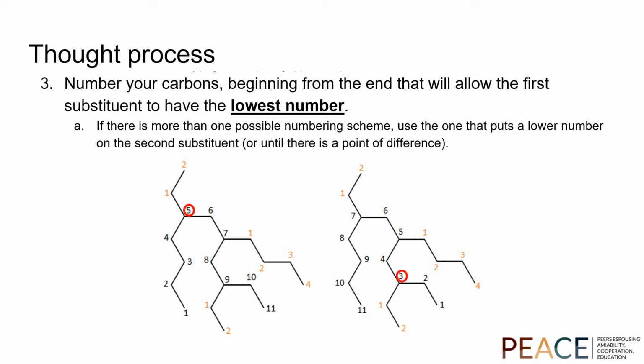Starting from the leftmost end, the first substituent will be located on the 5th carbon. Starting from the rightmost end, the first substituent will be located on the 3rd carbon. If we want to start from the end that will grant the first substituent the lowest number, which end should we start with? Pause the video and answer in your head before moving on. If you said the rightmost end, you're absolutely right. This way of numbering the carbon results in the first substituent having the lowest numerical location.